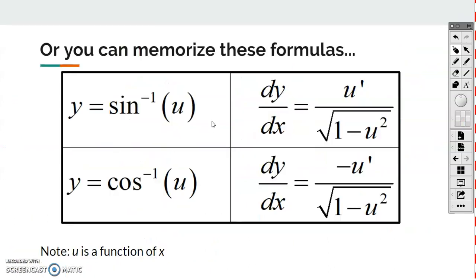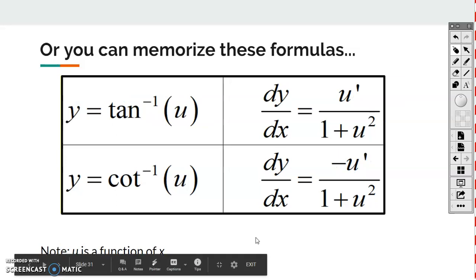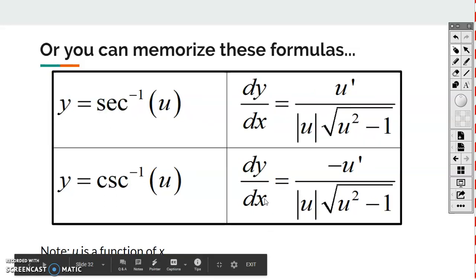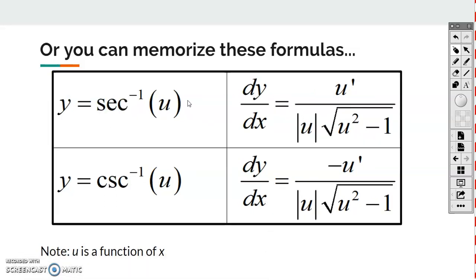Now, anytime you're dealing with the inverse trig functions, you could just memorize these formulas if you want. And that's fine if you like memorizing formulas. I honestly think it's harder to use the formulas on some of those problems, though.